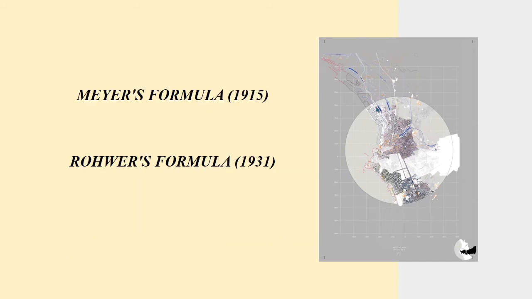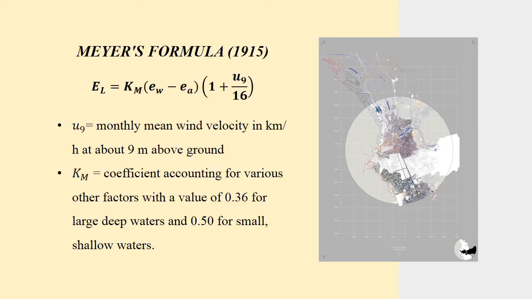The term E_A is measured at the same height at which wind speed is measured. There are two commonly used empirical evaporation formulae: Meyer's formula of 1915 and Rohwer's formula of 1931. For Meyer's formula, the equation is E_L = K_M (E_W − E_A)(1 + U_9/16), where U_9 is the monthly mean wind velocity in km per hour at about 9 meters above ground, and K_M is a coefficient accounting for various other factors, with a value of 0.36 for large deep waters and 0.50 for small shallow waters.